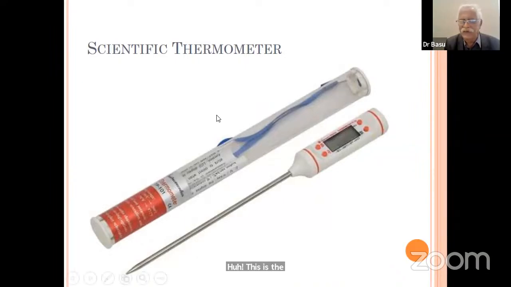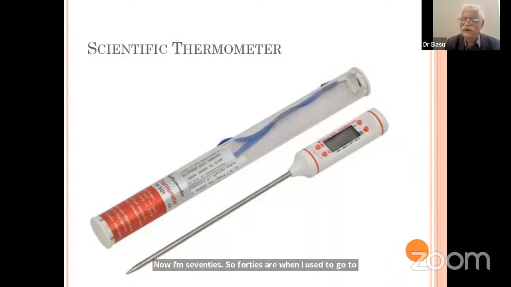You see, this thermometer is in a box, and because we are going to the river, I used to go to the river when I was very young, actually in my 40s. Now I'm in my 70s. In my 40s, I used to go to the river, Ganga, Jamuna, etc., and traveled a lot to see the measurement of the entire riverine system. We used to take this thermometer, and when dipped, this digital thermometer immediately tells how much temperature there is.